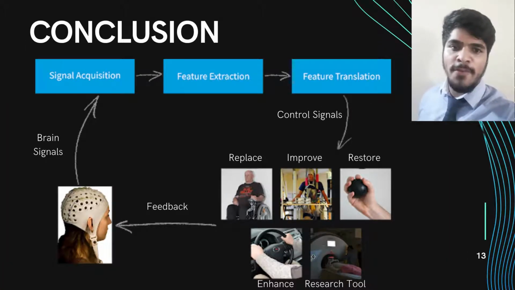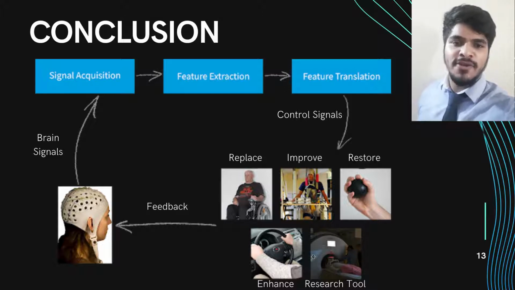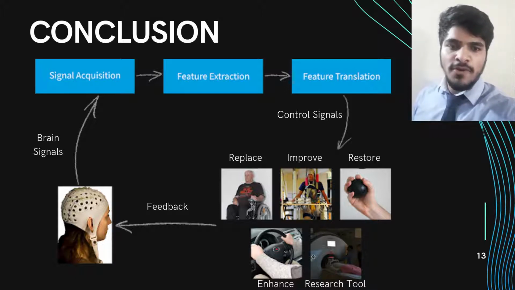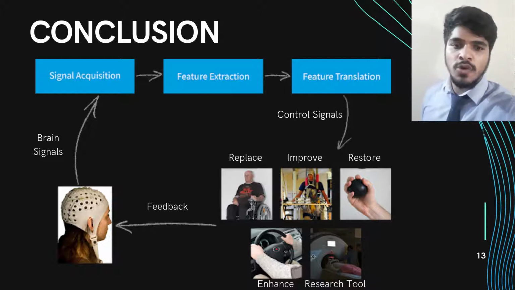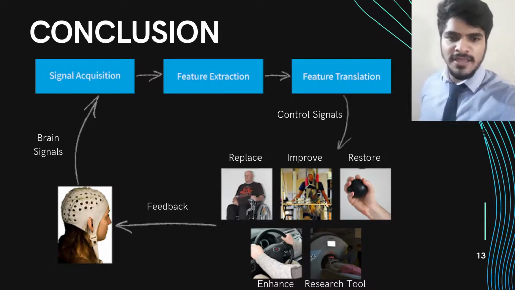Firstly, we will record our brainwaves using hardware. Then we will extract features from those recorded waves using machine learning. Then those extracted features will be used to obtain our desired output. In future, you will see a lot of applications like this.